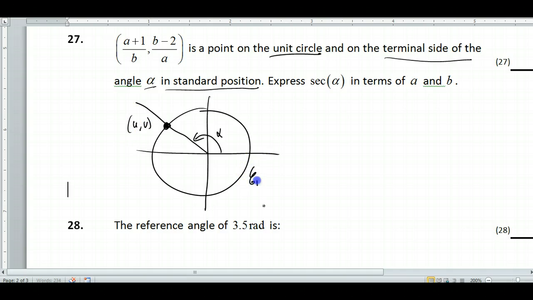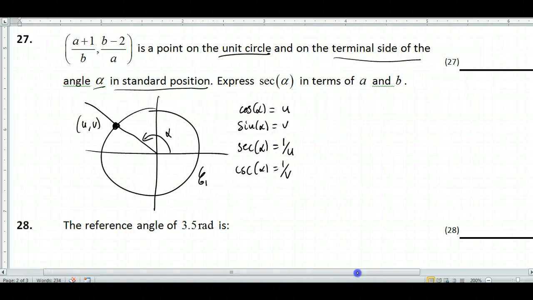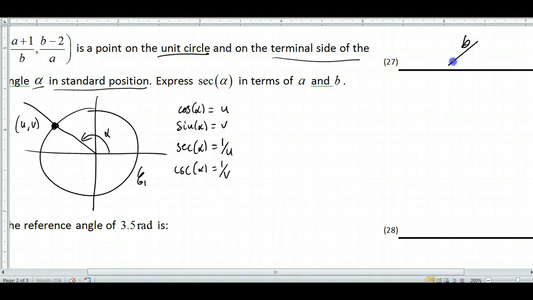And this is c1. Express the secant of alpha in terms of a and b. Well, that's very simple. Because I'm on c1, what's the cosine of alpha? It's the x coordinate, it's u. What's the sine? It's v. What's a secant? It's just 1 over u, and the cosecant is 1 over v. The tangent is v over u and the cotangent is u over v. So basically the secant is 1 over the x coordinate. So it's going to be b over a plus 1. That's it.